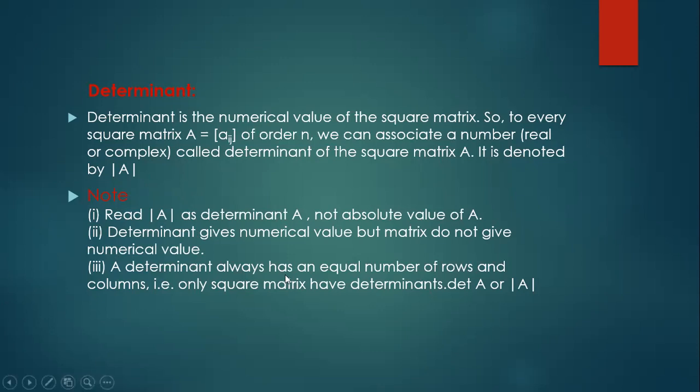A determinant always has an equal number of rows and columns. Already we said determinant is the numerical value of the square matrix. In a square matrix, the numbers of rows and columns are equal. That is, only a square matrix has a determinant, det A or determinant A.